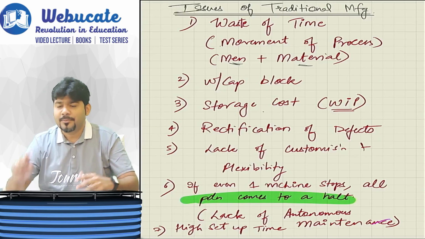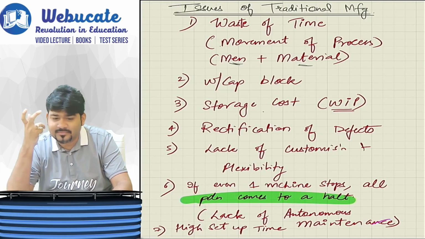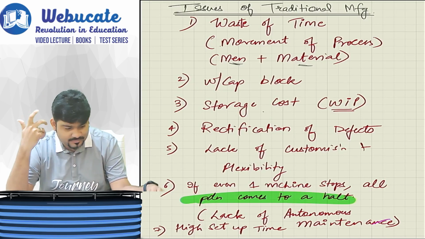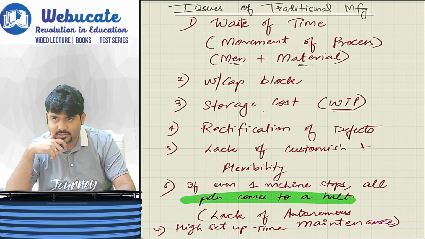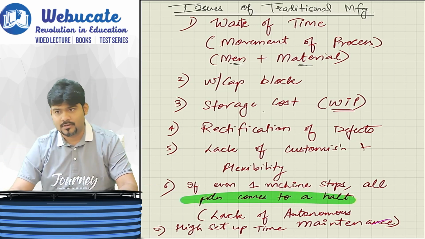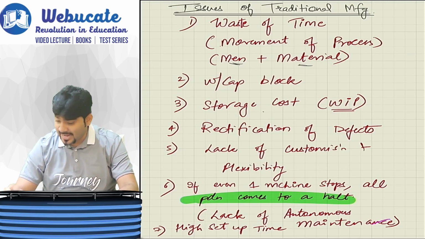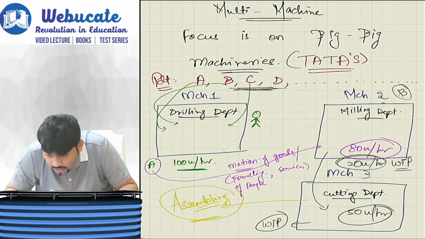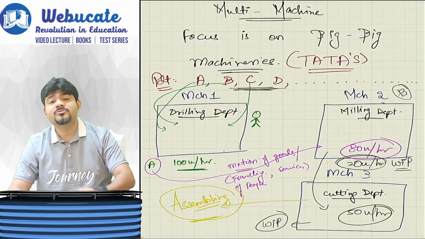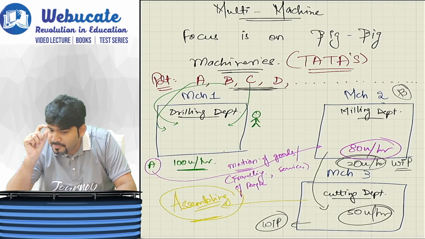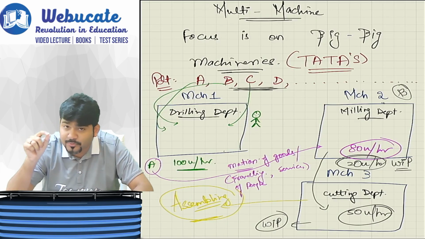Next issue. Suppose I need some customization. Suppose I want some customization for my product. Suppose I order in bulk. Suppose I am some big conglomerate and I order in bulk, but I need some customization. Now that may also not be possible because I produce in bulk. So making that customization may not be possible.